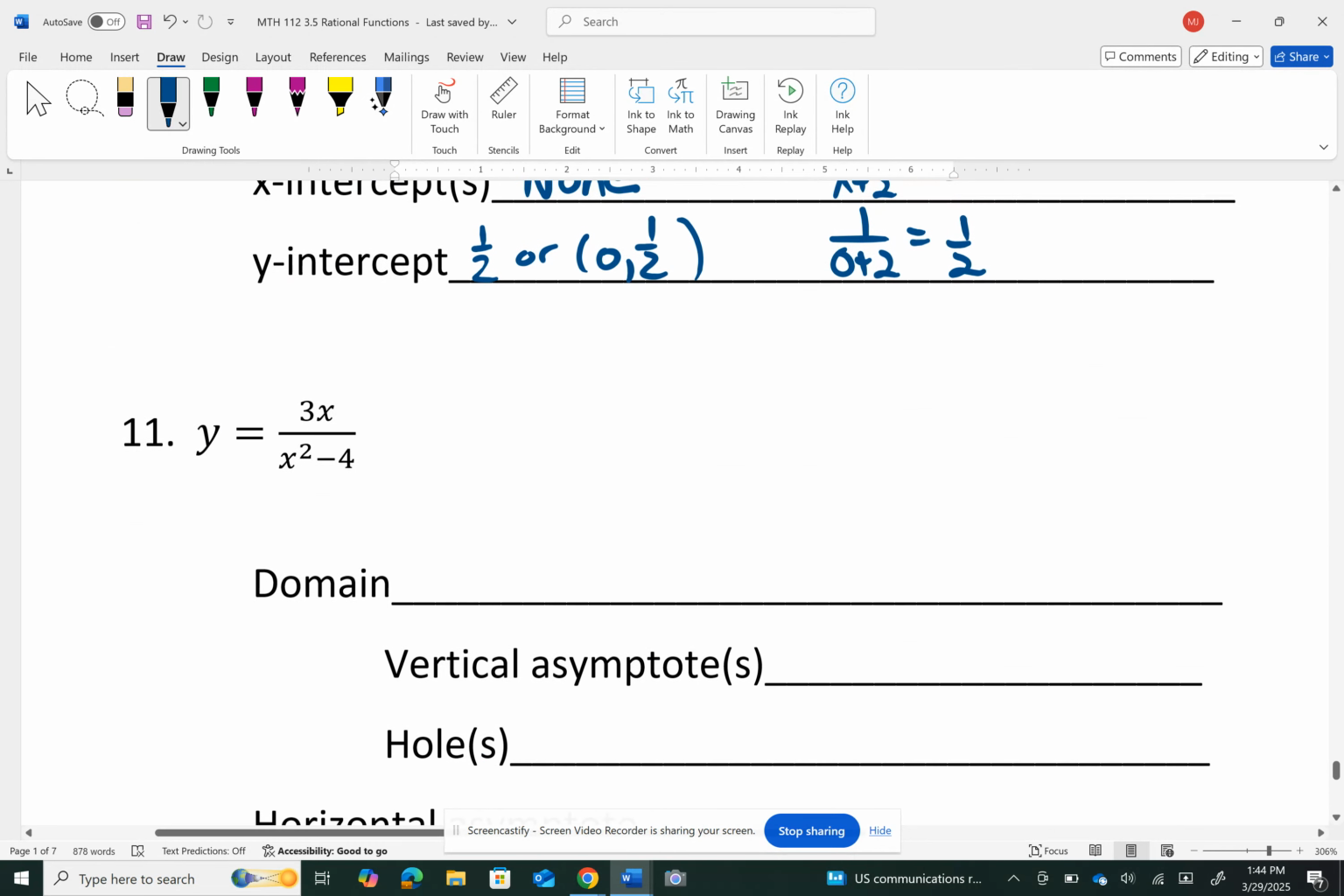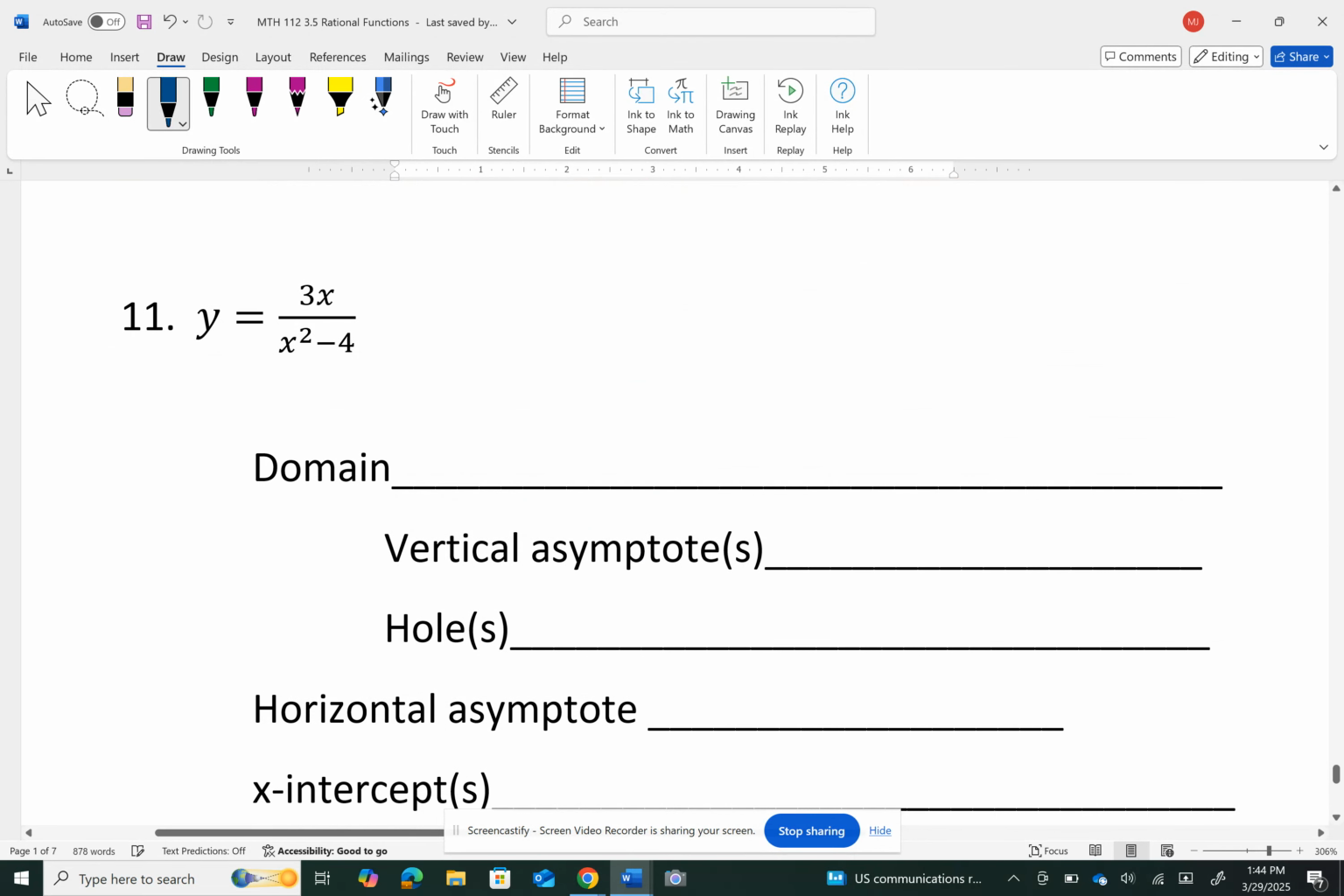Here we have 3x over x squared minus 4. Let's get it factored and simplified. So x minus 2, x plus 2.